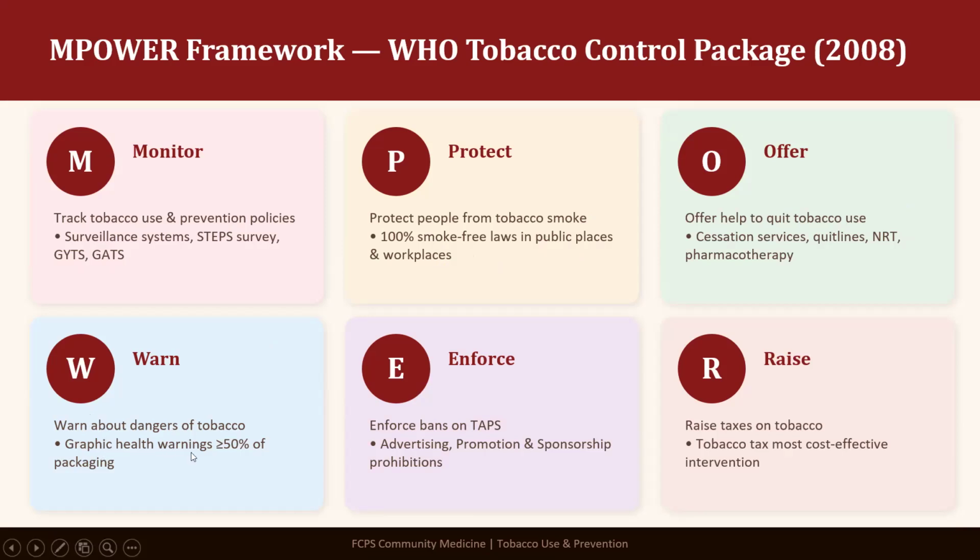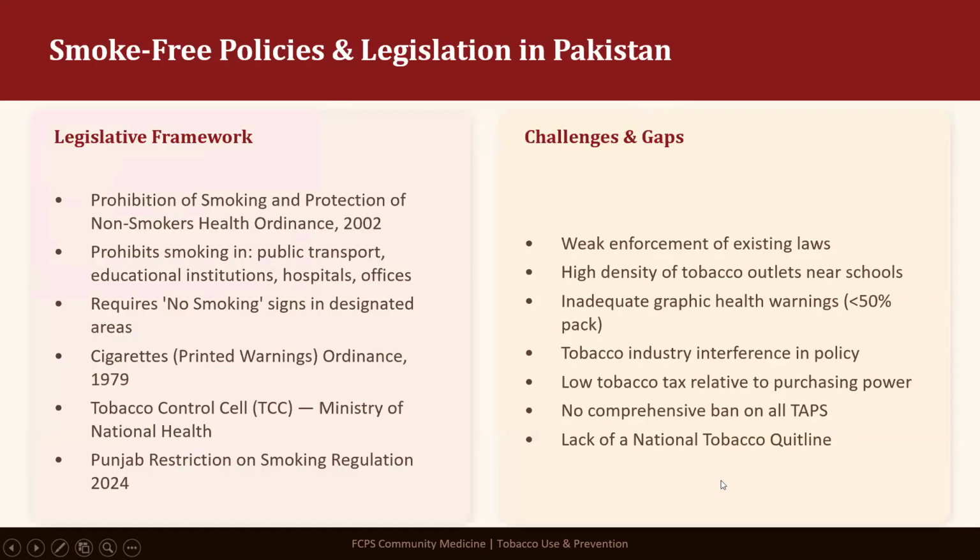Warn about the dangers of tobacco: graphic health warnings should cover approximately 50% of the packaging. Enforce bans on TAPS, which is tobacco advertising, promotion, and sponsorship prohibition. Raise tax on tobacco; tobacco tax is the most effective intervention.